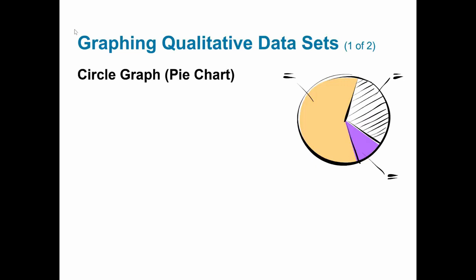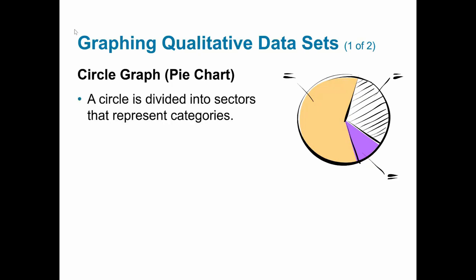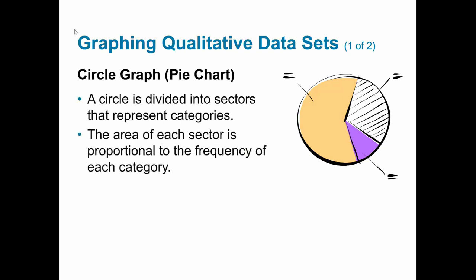For qualitative data, we can graph qualitative data using a couple different graphs. The first one is a circle graph or a pie chart. A circle graph is divided into sectors that represent categories. In other words, every category is a piece of the pie. And the size of each sector, or the area of each sector, in other words, how big each piece is going to be, is proportional to the frequency of the category. So if you have more data values in a group, then it's going to get a bigger piece of the pie.